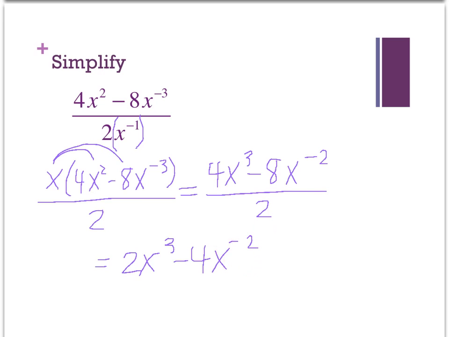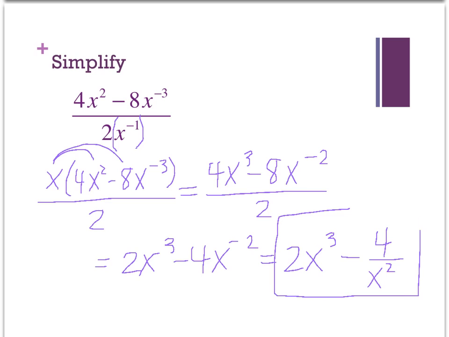Our last step here, we need to take care of that negative exponent. We know we can't have any negatives in our answer. So we have 2x cubed minus, now only the x to the negative second is going to go downstairs. That 4 is going to stay where it is. So your answer will be 2x cubed minus 4 over x squared.